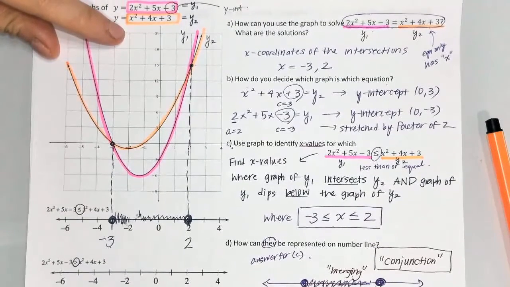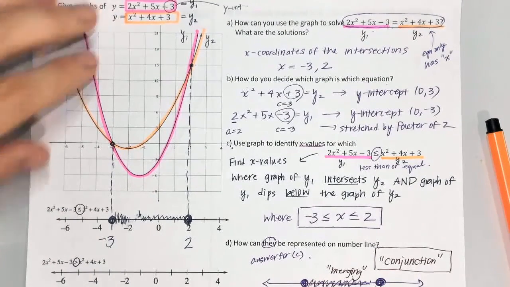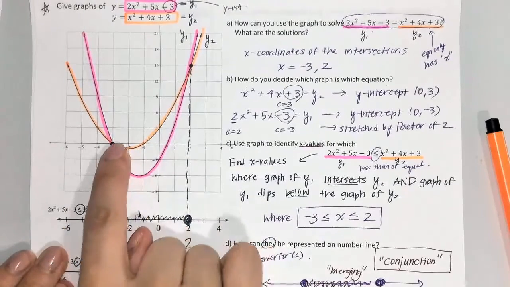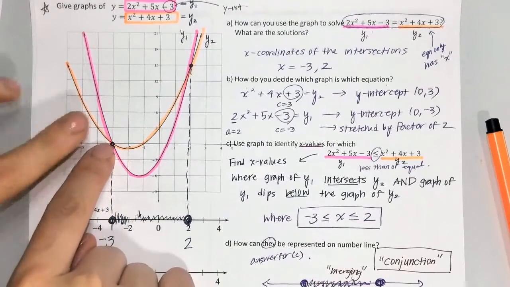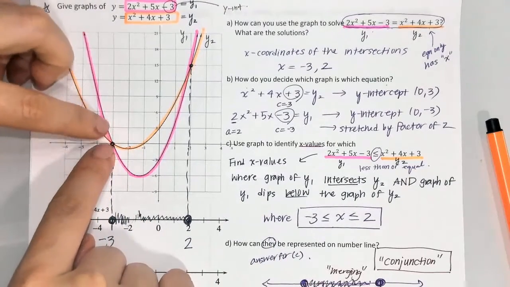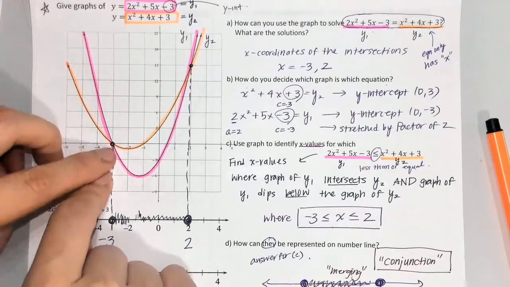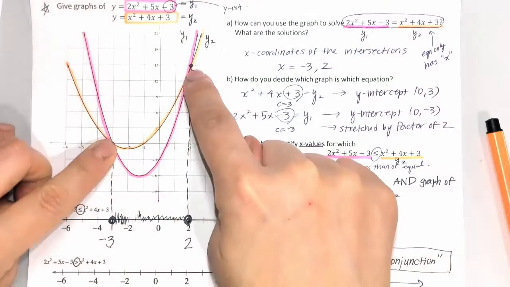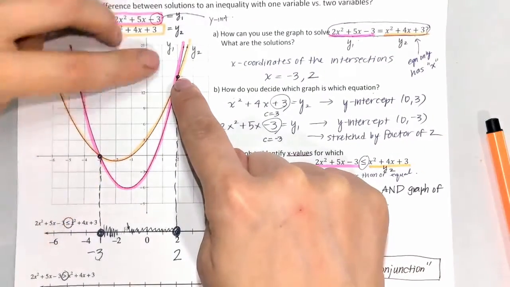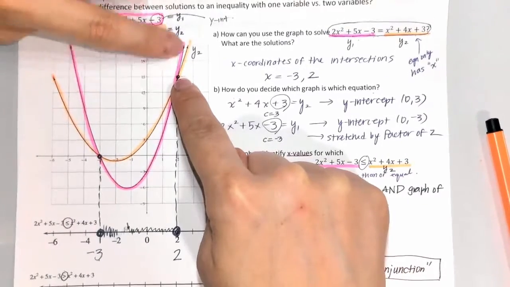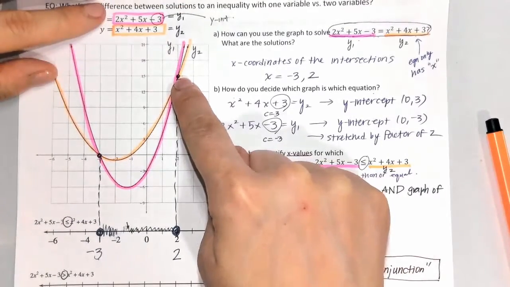Where is the pink graph above the orange graph? Where is it greater than? I see that from the point of intersection to the left is where the pink graph is above the orange graph. And then from the point of intersection, the other point, to the right of it is where the pink graph is above the orange graph.